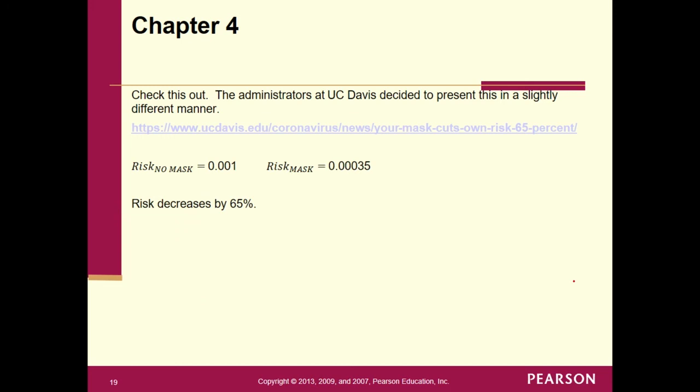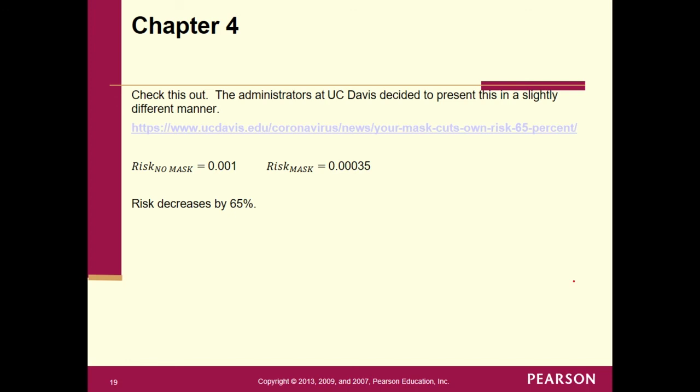So I just went ahead and presented it like that instead. Instead of 1,000 out of a million people getting COVID, this would be 350 out of a million getting COVID. So the risk decreases by 65%.